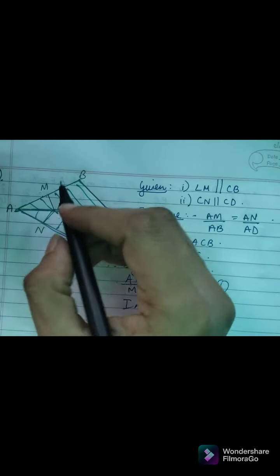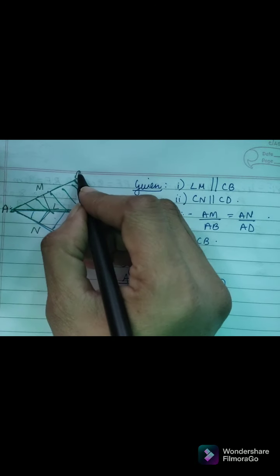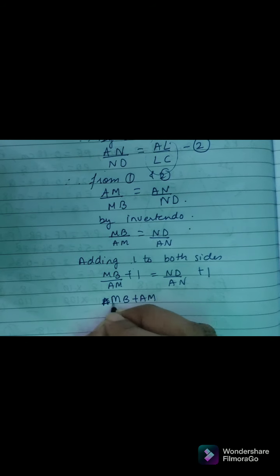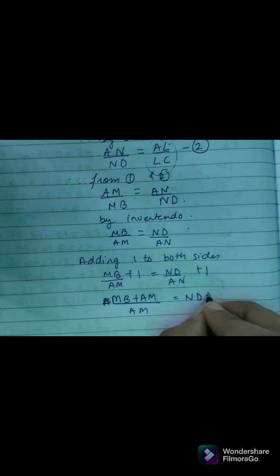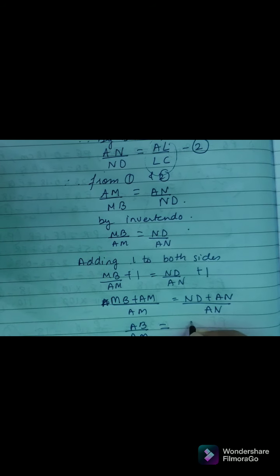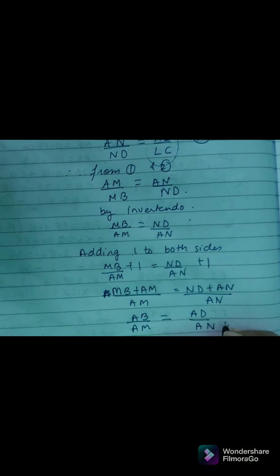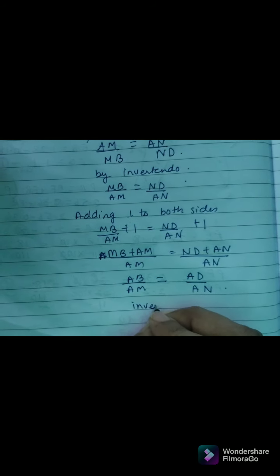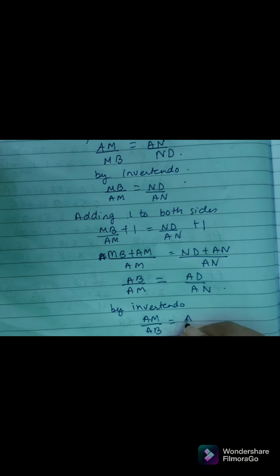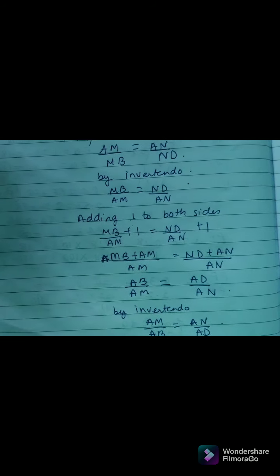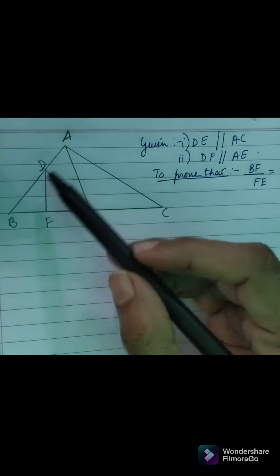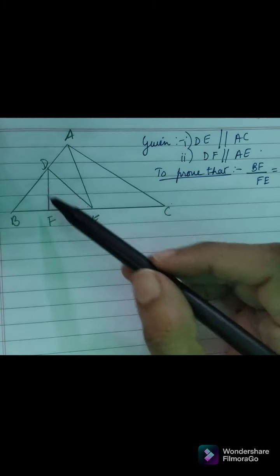So if I go back to the figure and see, MB plus AM becomes AB. So MB plus AM upon AM or ND plus AN upon AN. So this becomes AB upon AM and this becomes AD upon AN. Again taking reciprocal or by invertendo, what do I get? AM upon AB is equal to AN upon AD. Hence proved.